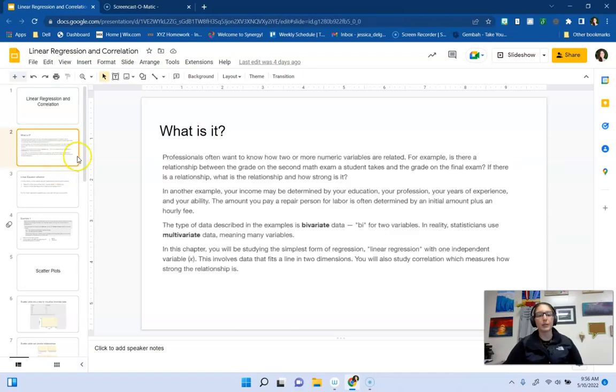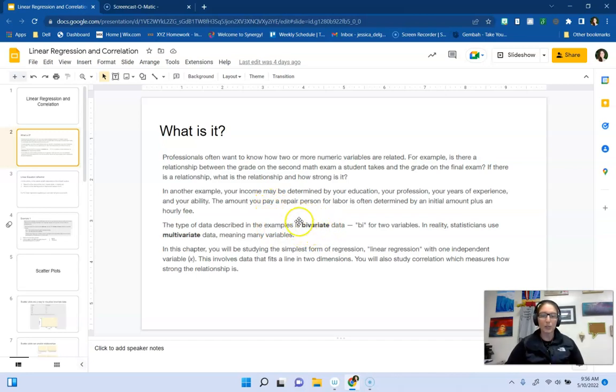All right, so what is linear regression? We often want to know how numeric values are related. We want to see, is there a correlation between two things? For instance, the second math exam a student takes and the grade on the final. Are these things related? Is there a correlation? Correlation is another word for relationship. So is there a relationship between two pairs of data? And if so, how strong is it?